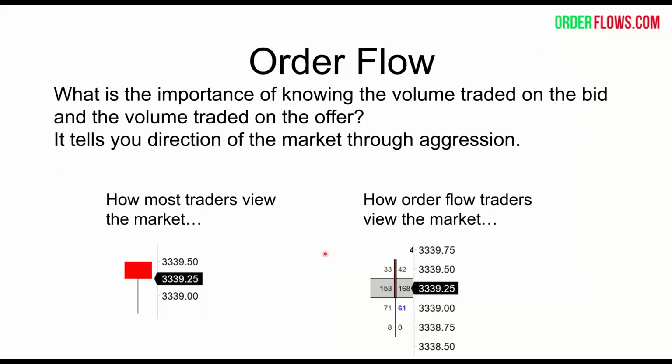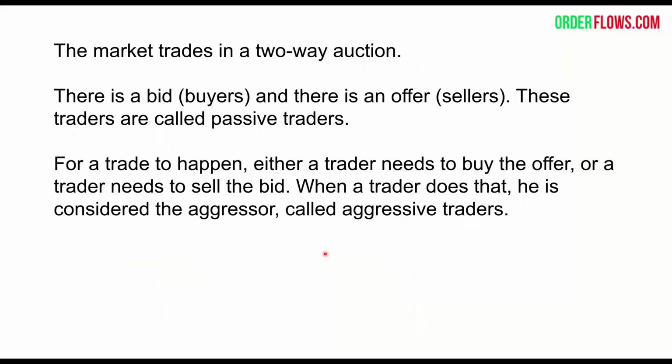So again, knowing what trades on the bid and the offer is going to help you because you're going to understand the direction of the market through the aggression. What that means is the markets trade in a two-way auction, right? There's a bid, which is the buyers, and there's an offer, which are the sellers.